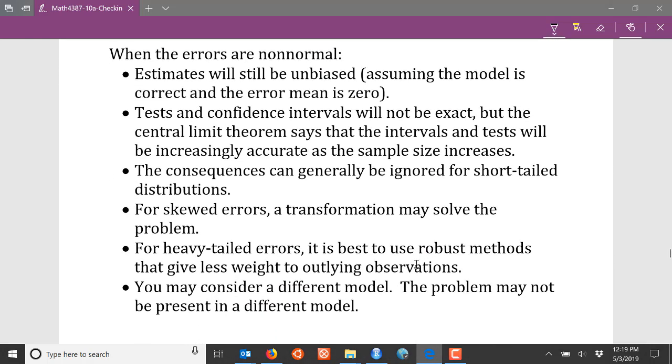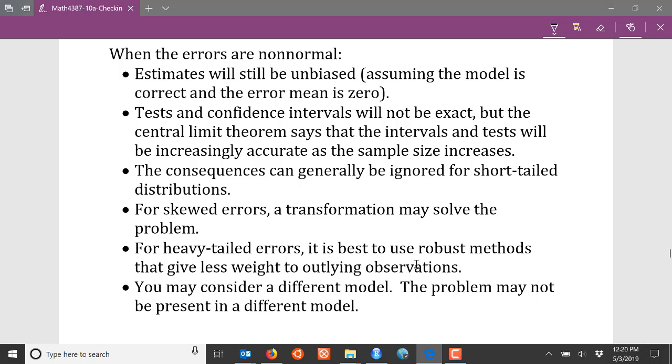So even when the errors are non-normal, our estimates can still be unbiased, assuming that our model is correct and the error mean is still 0. Your tests and confidence intervals are not going to be exact, but the central limit theorem actually applies to regression models because our estimated coefficients are essentially a weighted average of the data. And so as long as we have a large enough data set, then our hypothesis test and confidence intervals will be approximately valid, and their accuracy will increase as we increase the sample size of our data set.